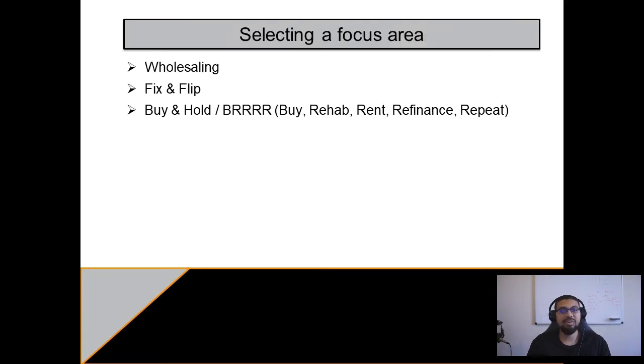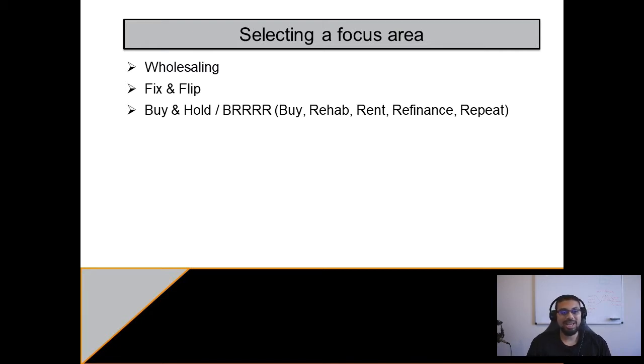Of course, we already went over these, but these are three focus areas that I wanted to highlight that I feel are good entry points for new investors. And that's wholesaling, fix and flip, which means you find a property, you buy it, it needs work, you renovate it, and then you sell it to a retail end buyer as a new product. And then buy and hold.